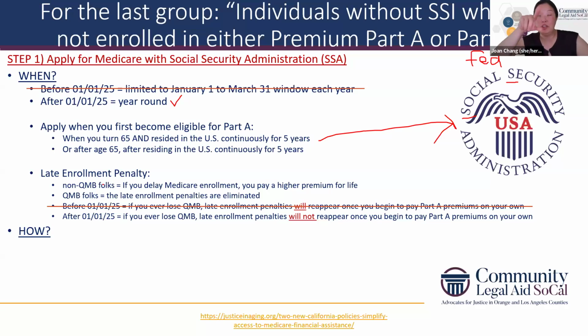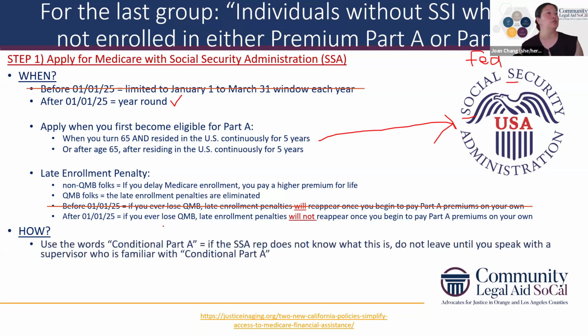Yes, but we'll talk about in the next slide how to get the form and how to apply otherwise. But step one, again, this is step one. Step one is you have to go to Social Security first, the place with the eagle on it. This is with the feds. You're going to have to go apply for the Medicare. What you want to do is use the words conditional Part A. Wave your flag and say, hey, I want to apply for conditional Part A.